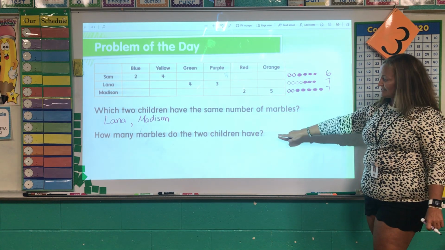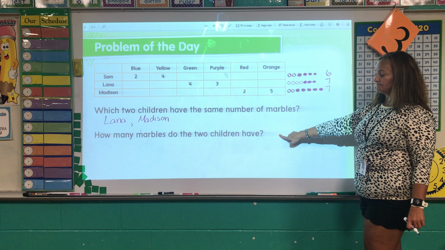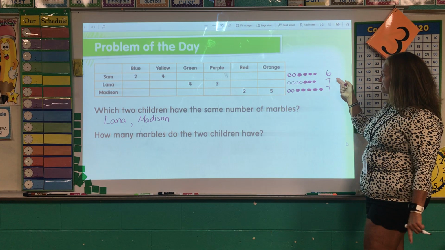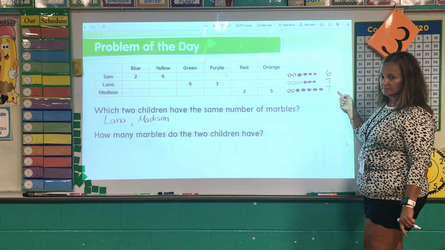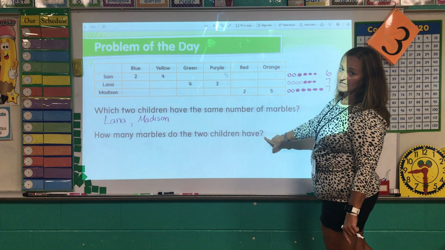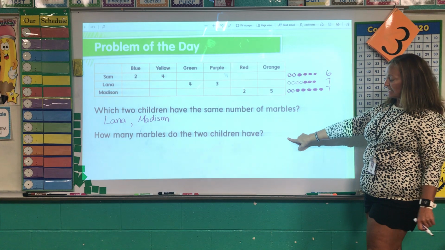Now the next question says, how many marbles do the 2 children have? So here's where I'm confused, because do they want to know how many does each child have? Or how many do the 2 have in all? Because it just says how many marbles do the 2 children have. I'm going to add them together, because up here I know they each have 7. So down here I'm going to see how many they have in all.